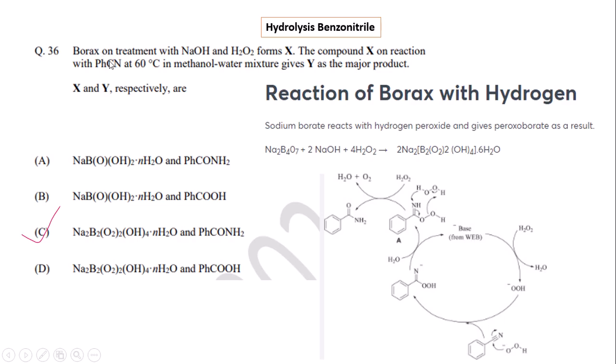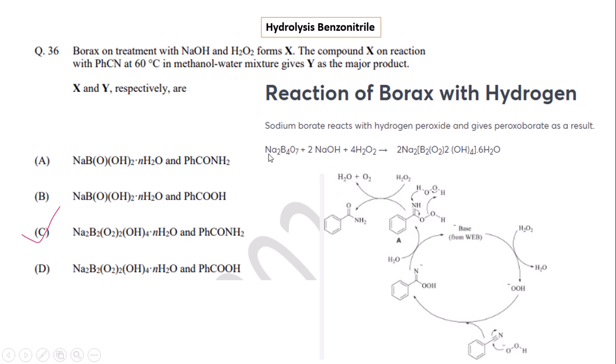Next, borax is treated with NaOH and H2O to form X. The compound X on reaction with PhCN, that is benzonitrile, at 60 degrees centigrade in methanol-water gives Y as the major product. We know that cyanobenzene in the presence of H3O+ gives the carboxylic acid, but in the presence of hydrogen peroxide it only produces the benzamide. That is, the carboxylic acid is not formed. The benzamide is the intermediate in the hydrolysis of benzonitrile.